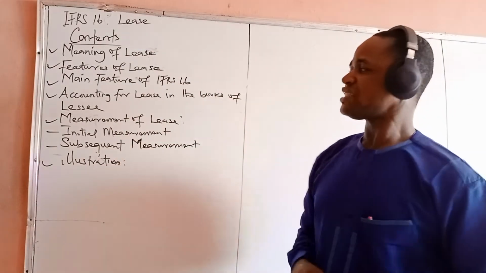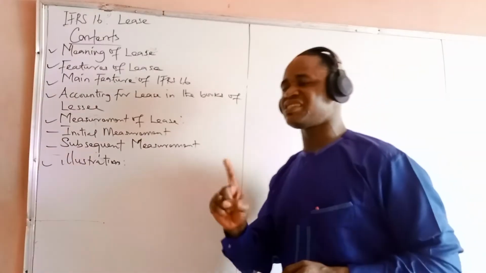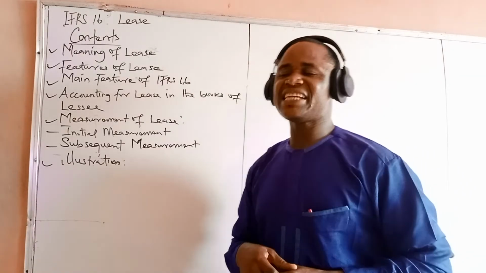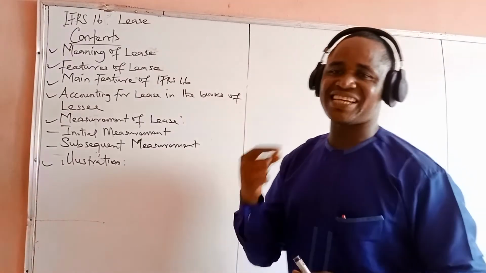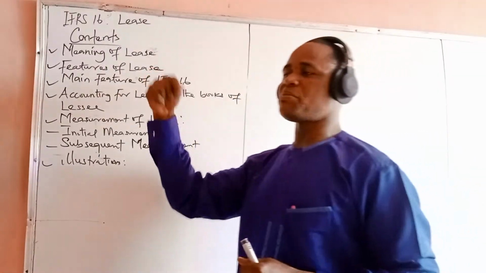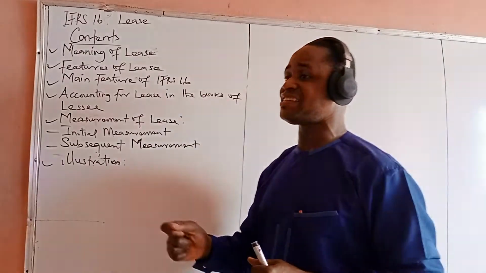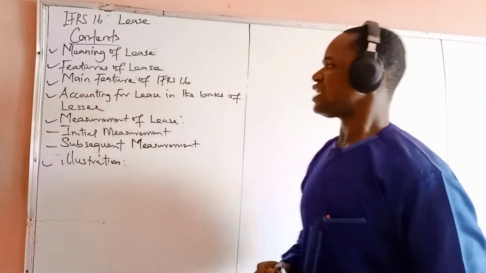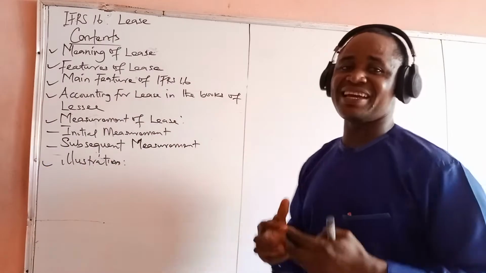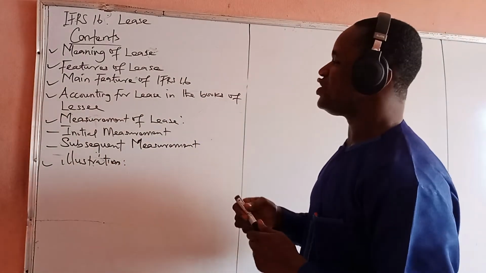Please take note. Now, IFRS 16 was issued on 1st January 2016, but it became effective on 1st January 2019. So since that time, IFRS 16 has been the standard on lease transactions. Now, IFRS 16 replaced the old IAS 17, and this standard comes with a unique feature.